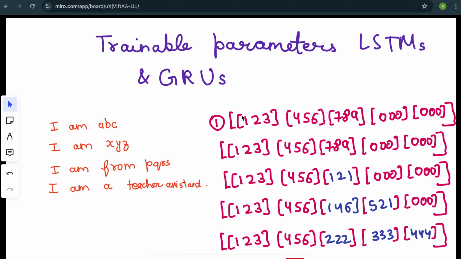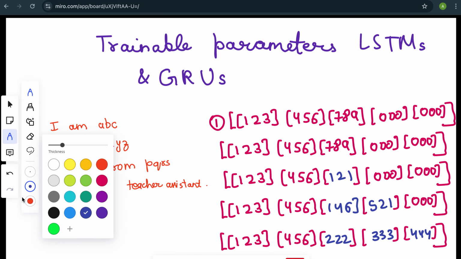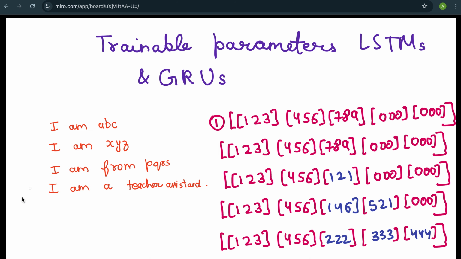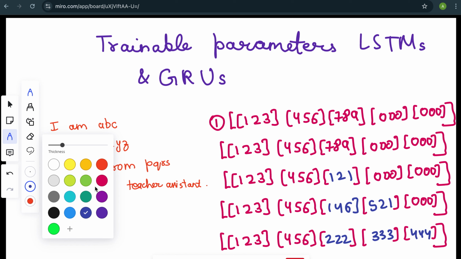Today we are going to learn about how to calculate the trainable number of parameters in both LSTMs and GRUs. But before that, we will try to understand how to interpret the shape. Whenever we feed the data into an LSTM or GRU architecture, we make sure to reshape our data, and we often reshape it to this value.